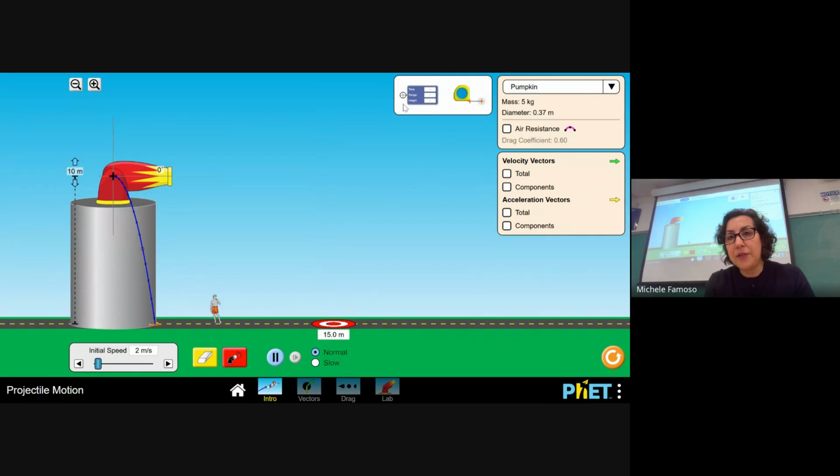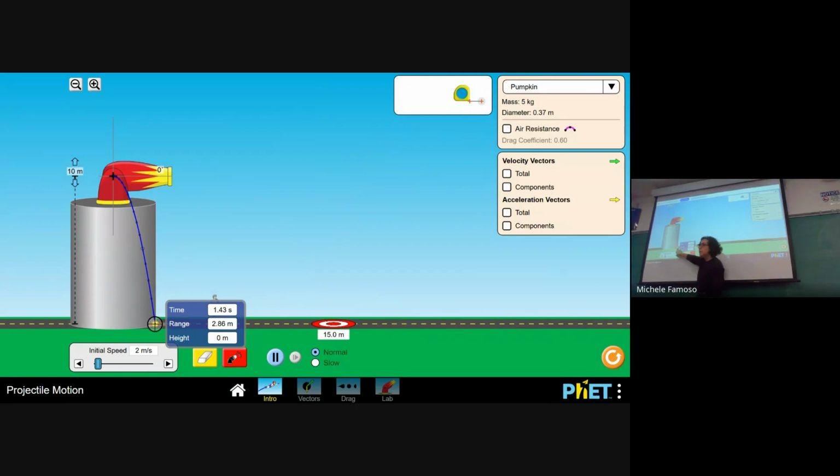Now, up here on the top right, this is our blue measuring tool. Go ahead and click that. And I want you to bring it down and put it on the point where that pumpkin landed on the ground right there. And you'll see that when you do that, it lights up yellow. That's the point you're looking at. Now, it's giving you the things we need, like the time and the range. So notice that my time was 1.43 seconds and my range was 2.86 meters. Is that what you're getting on yours as well? That's a confirmation that you are in the right spot.